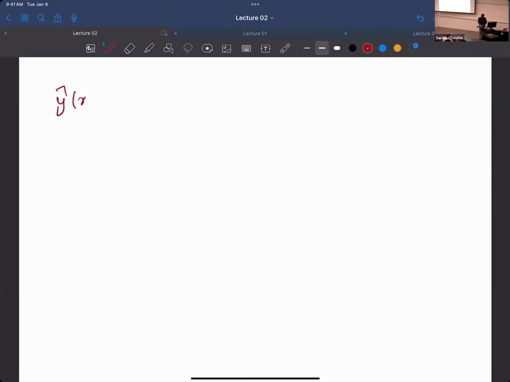So y hat of x given w is given by w0 plus w1x plus w2x squared all the way up to wm x power m, right? Again, we are going to convert this into a vector notation. But before we do that, is it a linear model or a nonlinear model? So how many of you think this is a nonlinear model? Okay, just one. So why do you think this is nonlinear?